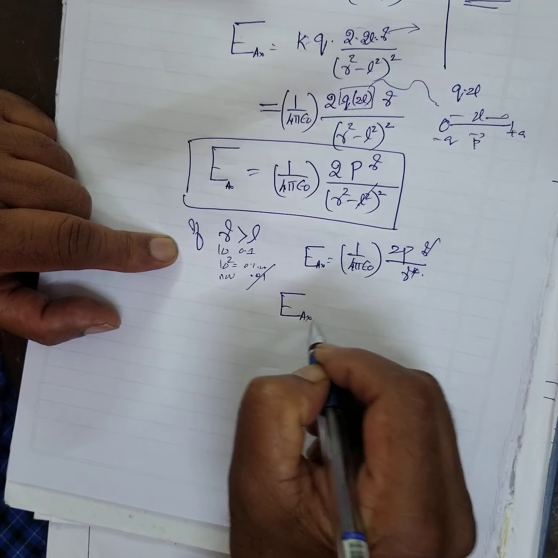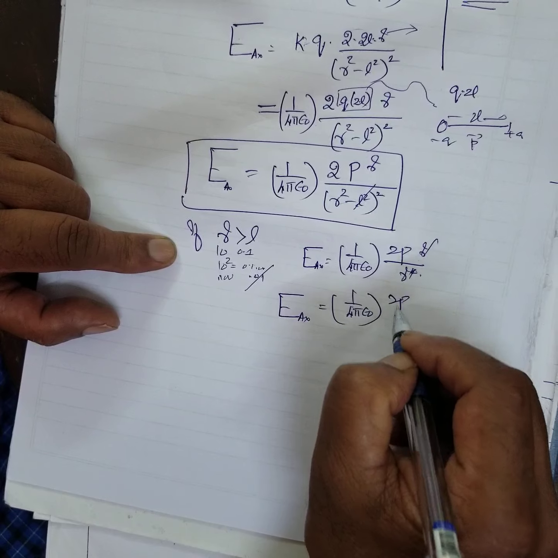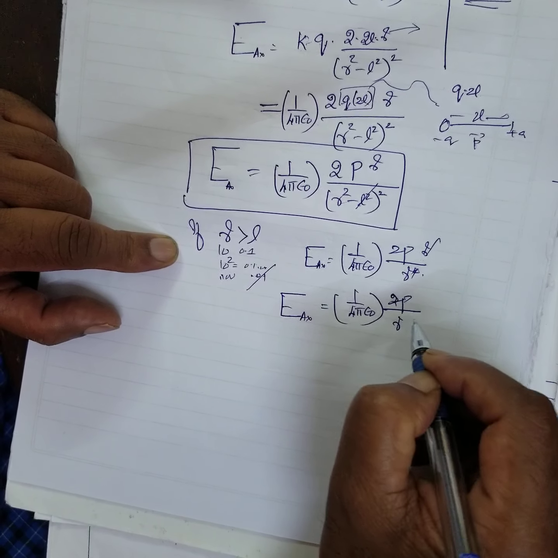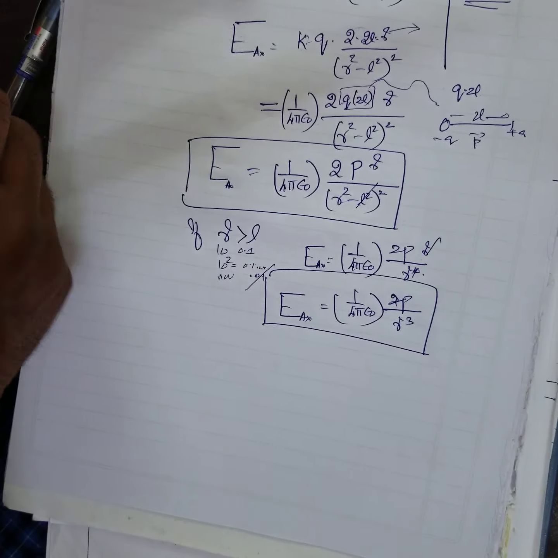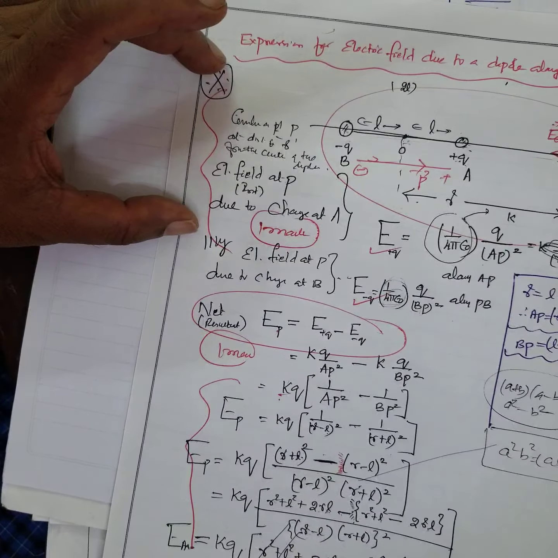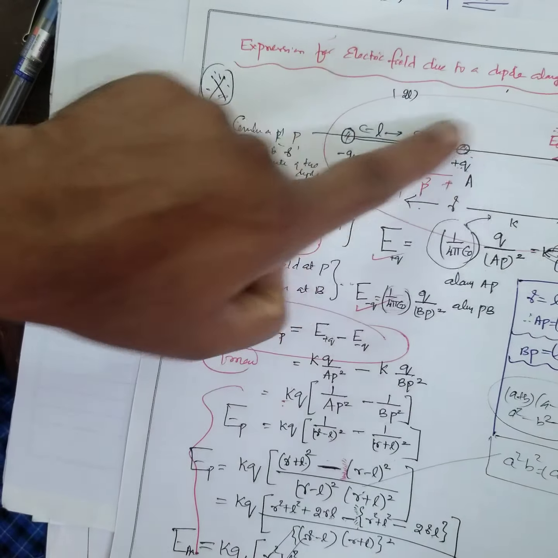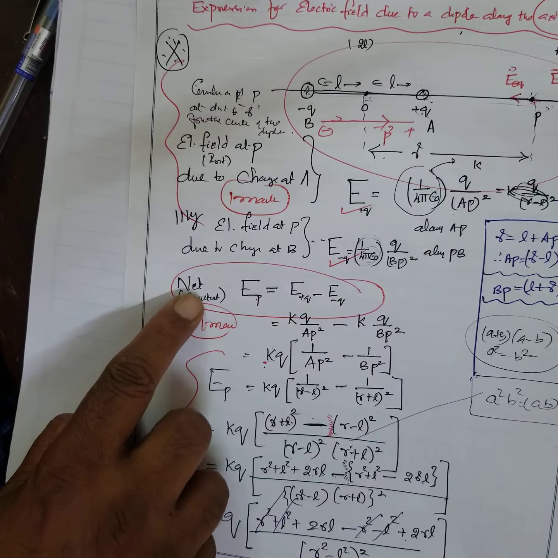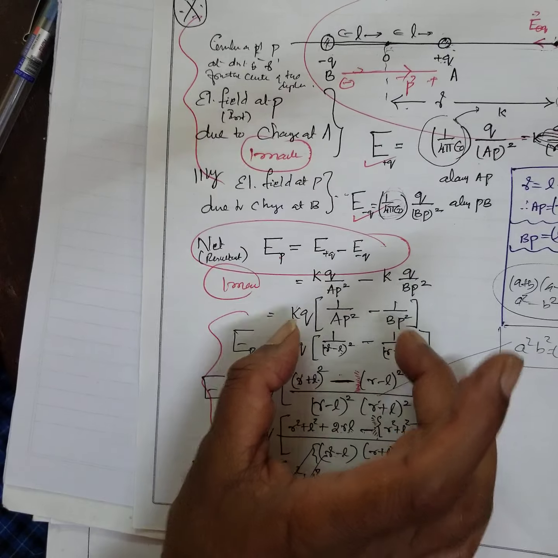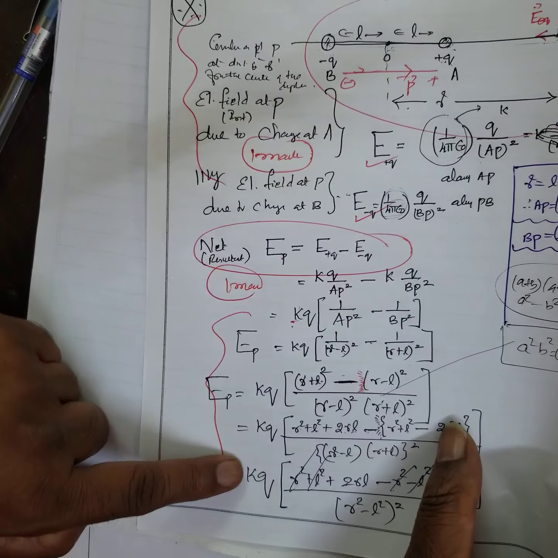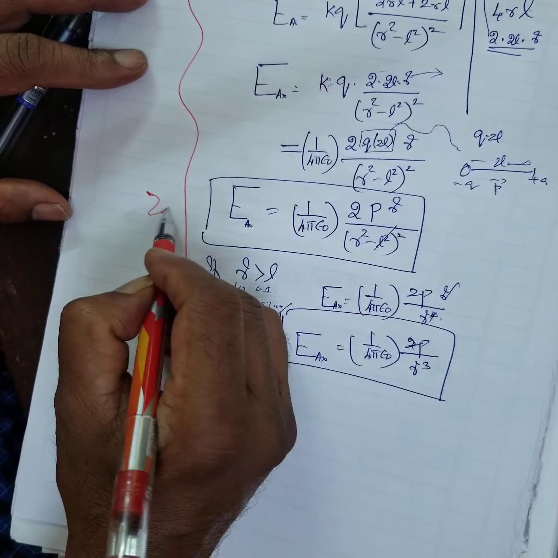Therefore, E axial line is equal to 1 by 4 pi epsilon naught and 2p by R cube. They may ask you up to this for 1 mark, up to the electric field. If you write the diagram and arrows, everything, then the net field. And if you write up to the expression here, even if you get stuck, 2 marks you will get. And for the entire simplification up to this, they'll ask 2 marks.